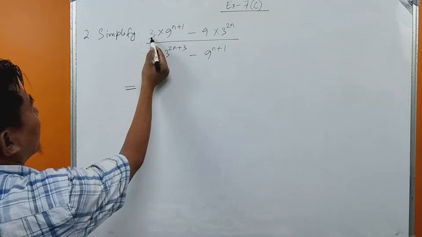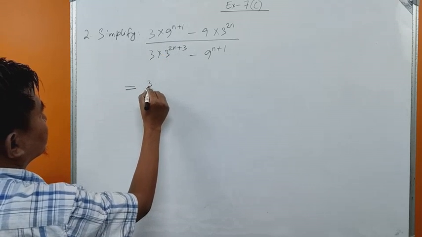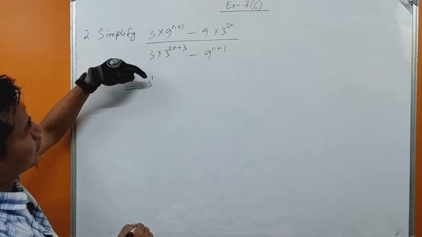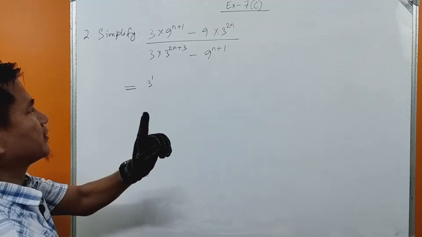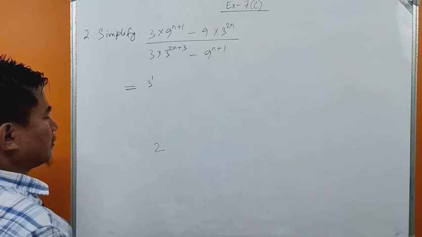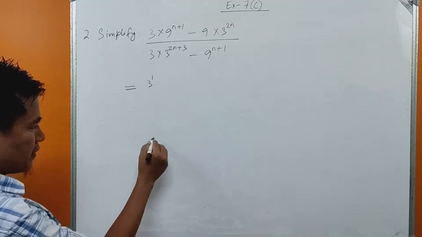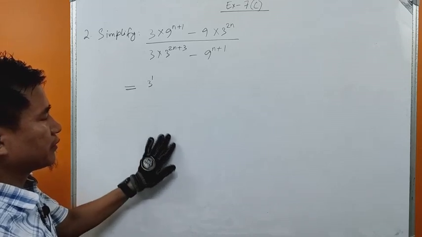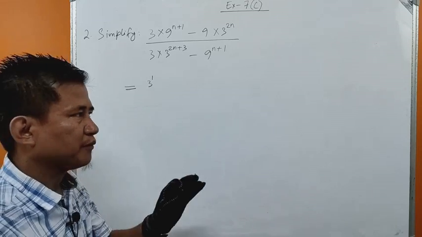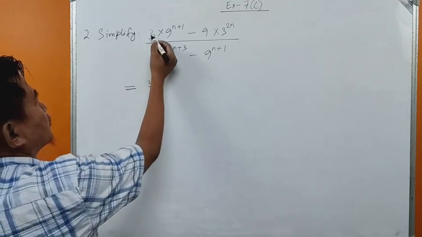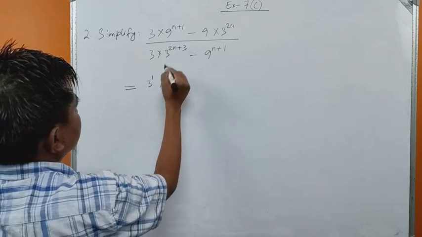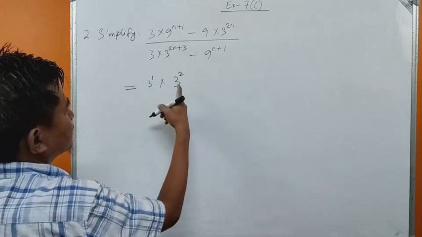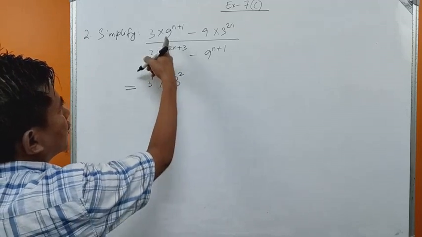So here the power of 3 is 1. If there is no power written, we should always understand that the power is not mentioned, which means the power is always 1. If any number is written without a power, that number has the power 1. So this 3 has power 1, into 9 means 3 squared, 3 squared means 9, isn't it? 3 3s are 9. So 3 squared means 9.